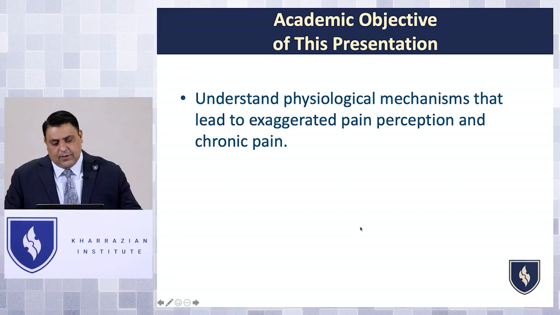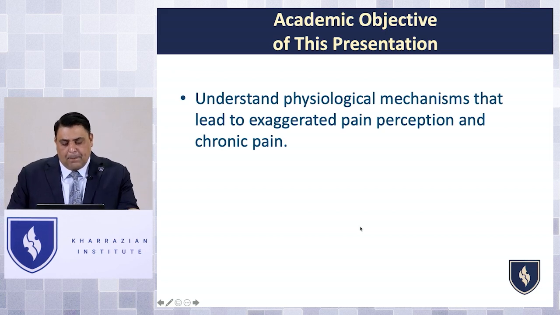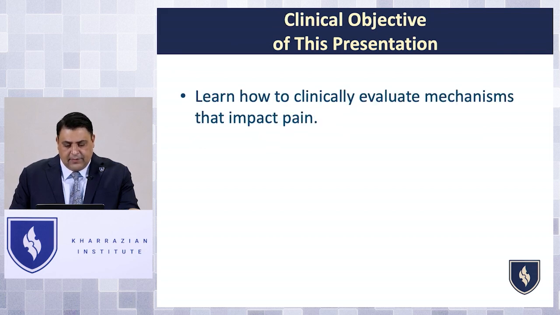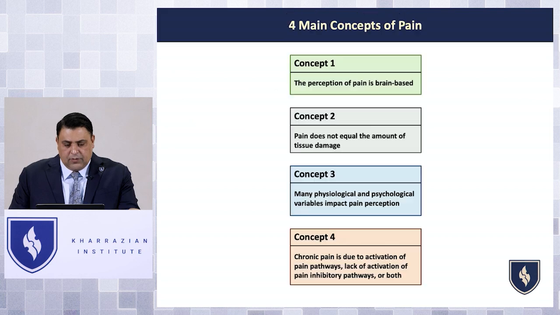The academic objective of this presentation is to understand physiological mechanisms that lead to exaggerated pain perception and chronic pain, and learn how to clinically evaluate mechanisms that impact pain. So remember the four main concepts of pain. Number one, the perception of pain is brain-based. Pain does not equal the amount of tissue damage. Many physiological and psychological variables impact pain perception. And chronic pain is due to activation of pain pathways, lack of activation of pain inhibitory pathways, or both, right? So those are the main concepts that we went over.